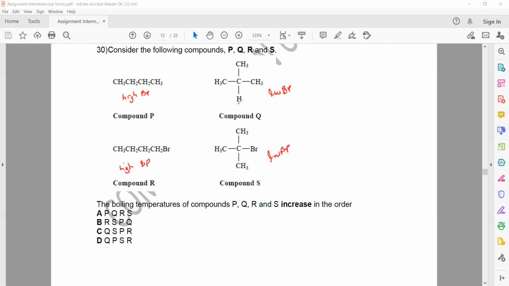But when we compare the type of the forces, this will have dipole, induced dipole or London forces as a straight chain. This will also have London forces. This will have dipole forces, which are stronger. This will also have dipole. Other forces will be there, but I'm talking about the major force, the dipole force.